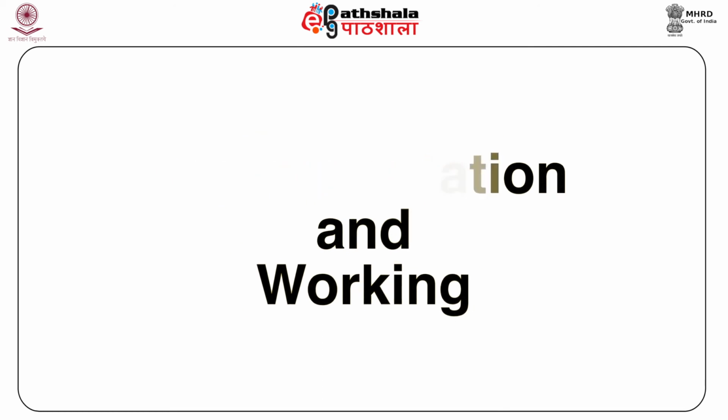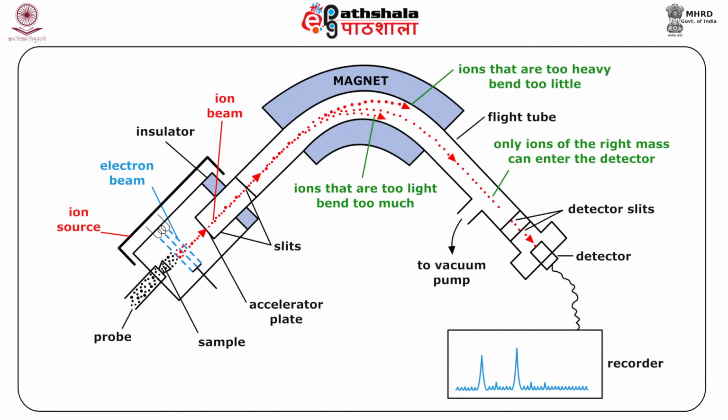Instrumentation and working. The main component of the spectrometer is the ion source. Sample molecules are made to collide with electrons that are generated by a heated filament. This is called an electron impact source. Gases and volatile liquid samples are allowed to leak into the ion source from a reservoir. Non-volatile solids and liquids may be introduced directly.